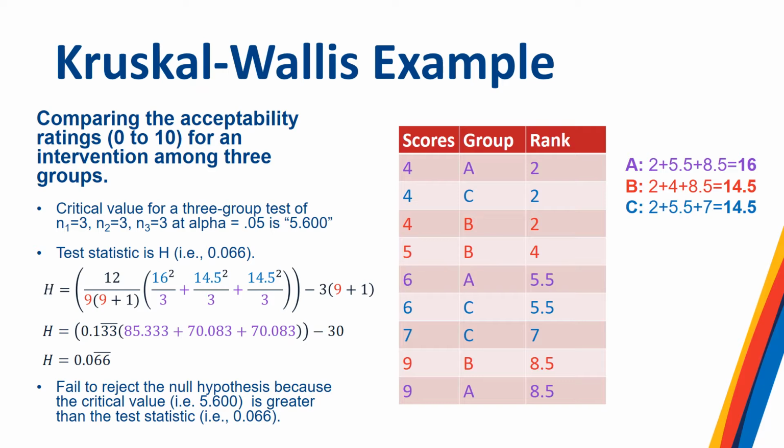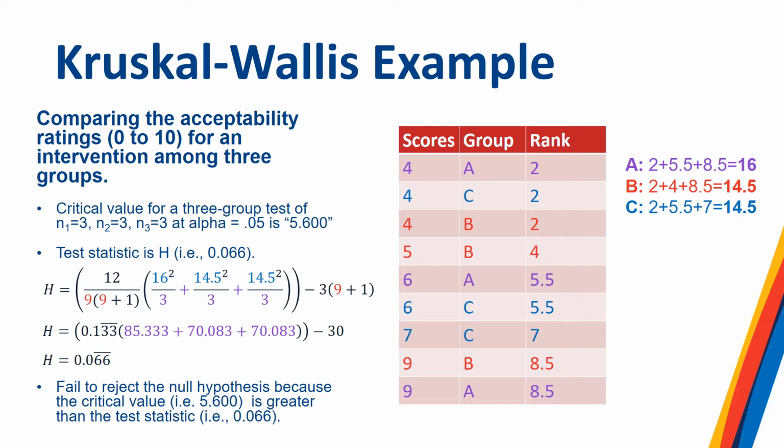But ultimately we get an H statistic of 0.06, and so that is smaller than the critical value of 5.6. And remember, this test requires the test statistic to be greater than the critical value in order to reject the null hypothesis. However, this was not the case, and so again, we failed to reject. And so it didn't look like any of the 3 interventions had higher or lower acceptability than the others, even though we do see that group A did have differing acceptability, but overall this was not considered statistically significant even by a non-parametric test.